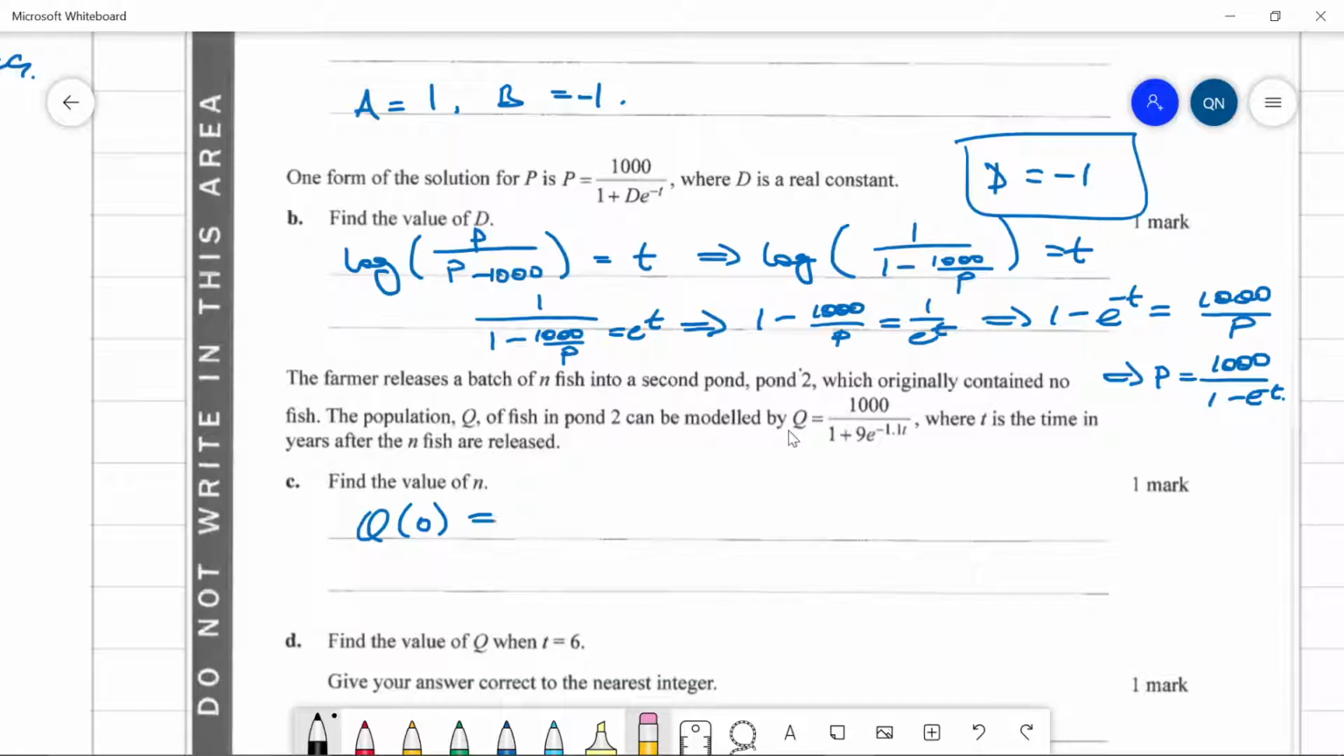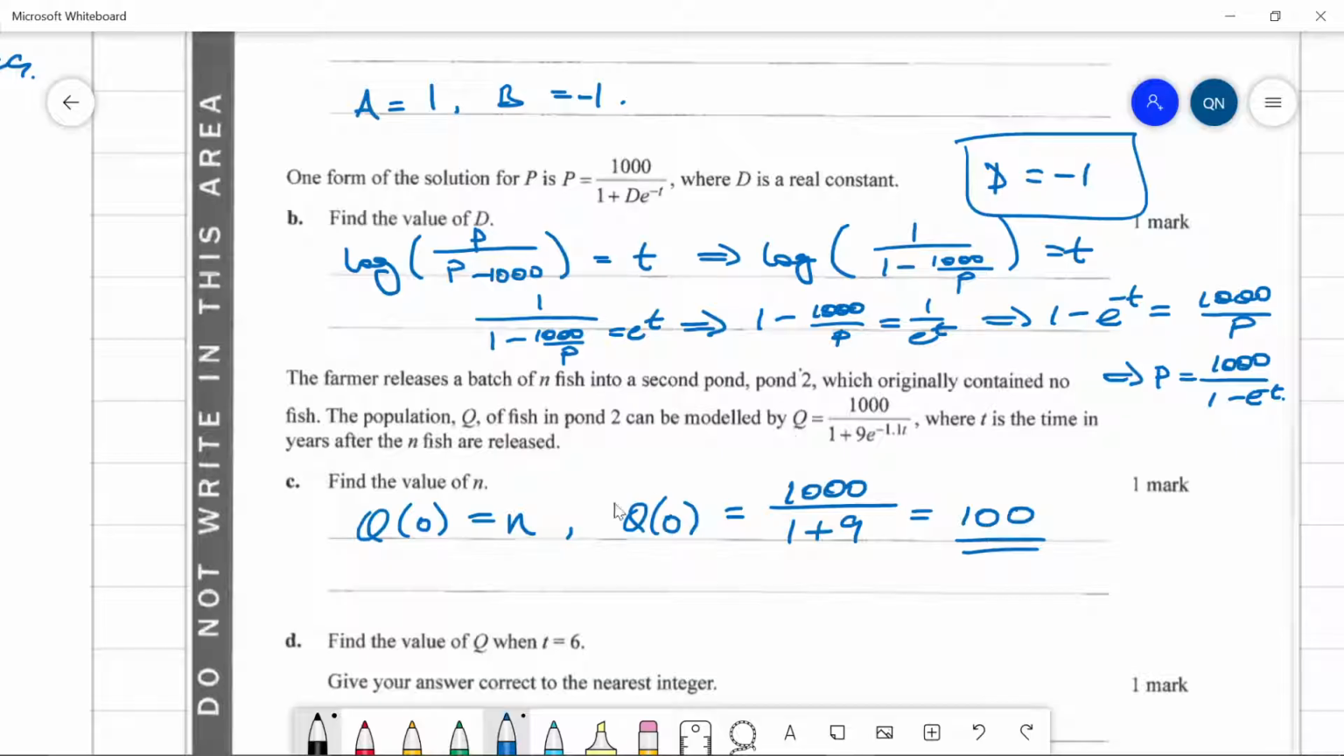Wait, so this has to be equal to n. Yeah, because the population right after he releases it should be n. So yeah, Q of 0 equals n. So I'm just going to plug 0 into here and see what you get. So Q of 0 is just going to be 1,000 divided by 1 plus 9. And that's equal to, what's 1,000 divided by 10? It's 100.